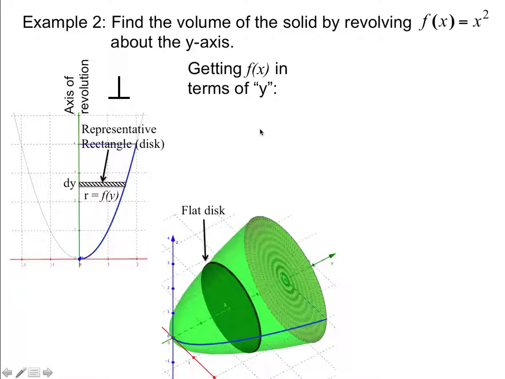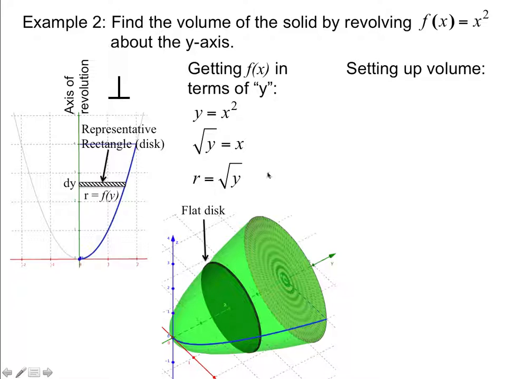So the first thing we're going to do is call f of x y. We're going to get rid of that function notation, and then we're going to solve this. So we're going to square root both sides, and we have x equals the square root of y. So now we can go ahead and set up then that, that's our radius. We can go ahead and set up our volume.